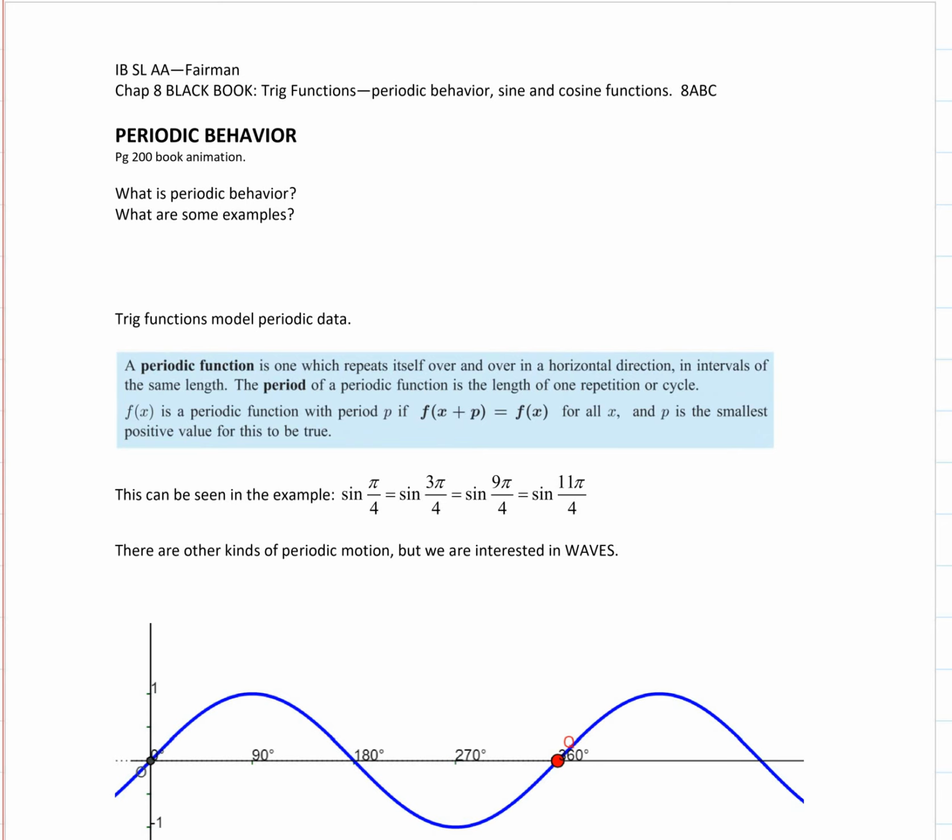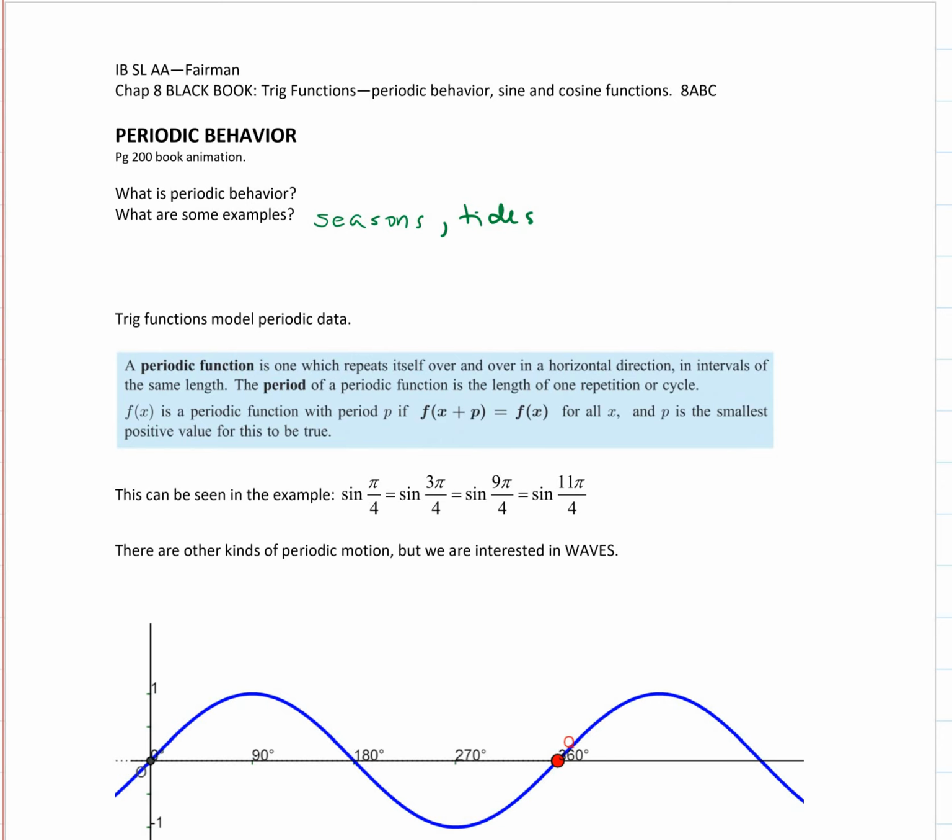Periodic behavior means repetitive cycles. So take a second and think of some examples. Things you might come up with would be things like seasons, or you might think of the tides, or the number of daylight hours that increase through the summer and then decrease through the fall and winter. You might think about phases of the moon. Those are examples of periodic behavior.